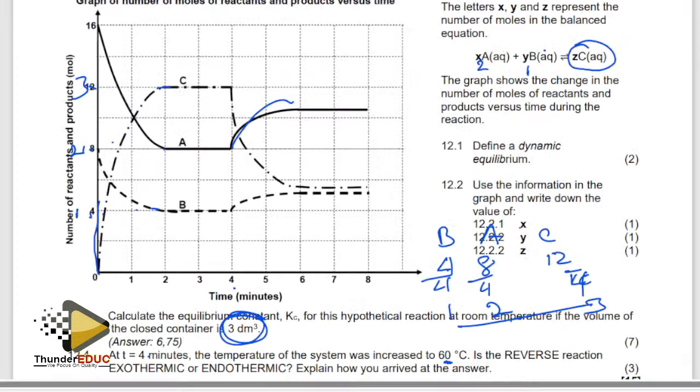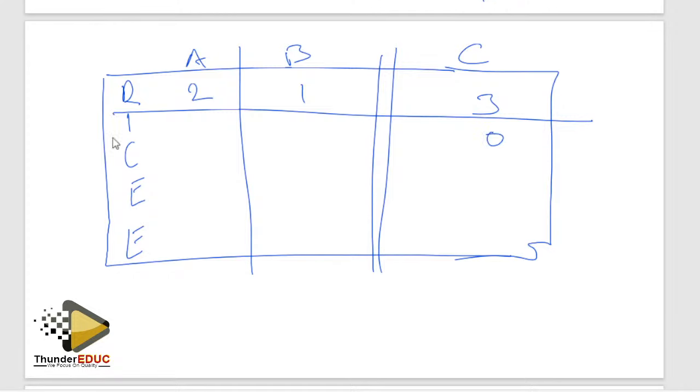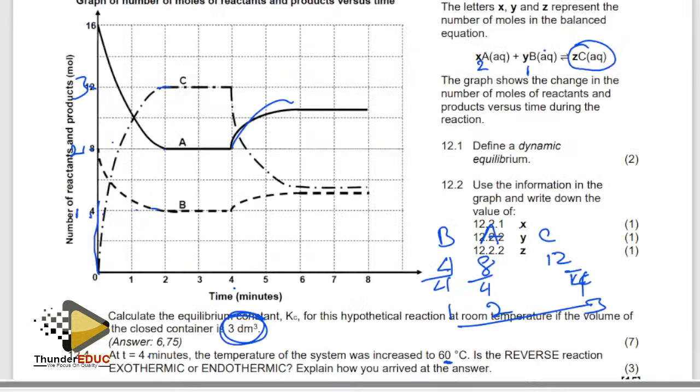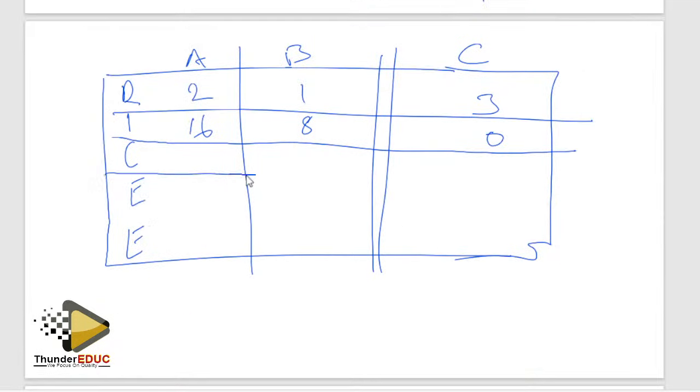And then you go to initial. What did they start with? This one started from 0, this one started from 8, and this one started from 16. Where is A? B started from 8, and then A started from 16. Yes, basically it's correct. Then you go to change.